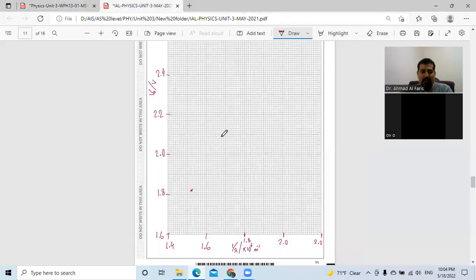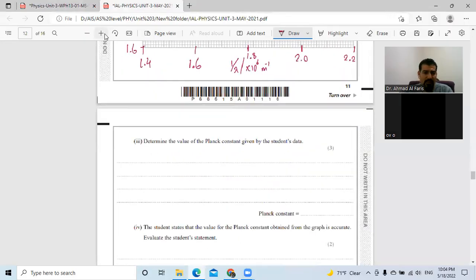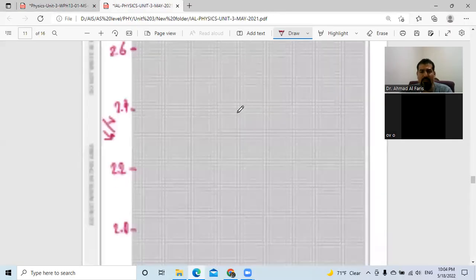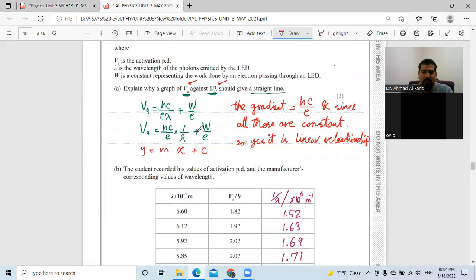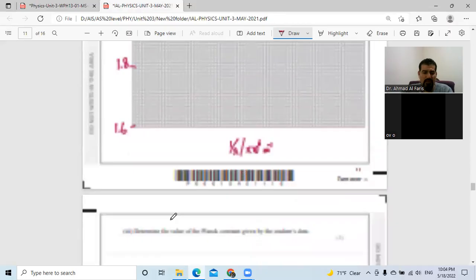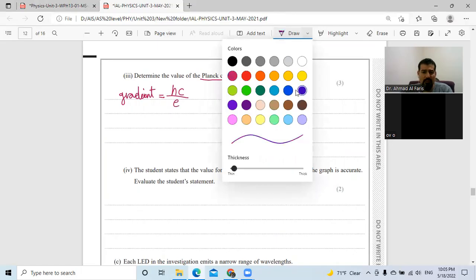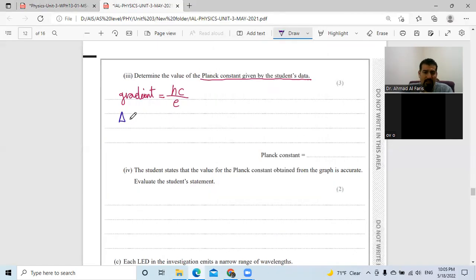So let's go back to the question. After we do this, what do they ask? Determine the value of the Planck constant from the data sheet. Now we said that the gradient equals what, guys? Let's go back to the linear relationship that we found here. The gradient is the Planck constant multiplied by the speed of light divided by e, the charge of the electron. So the gradient here equals hc over e. Now I want from you, if you draw it, to give me how much is delta V and how much is delta 1 over lambda. Give me the values, please.